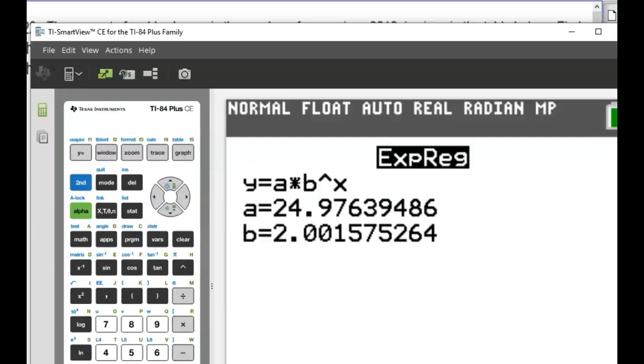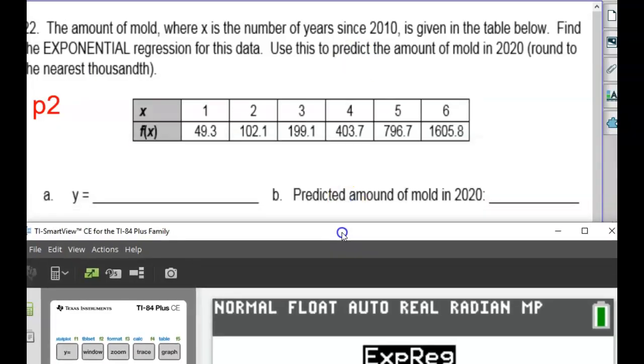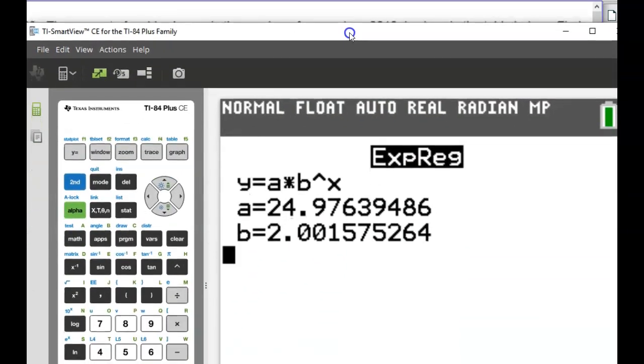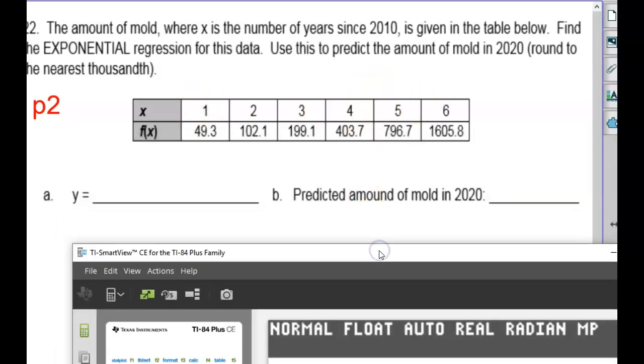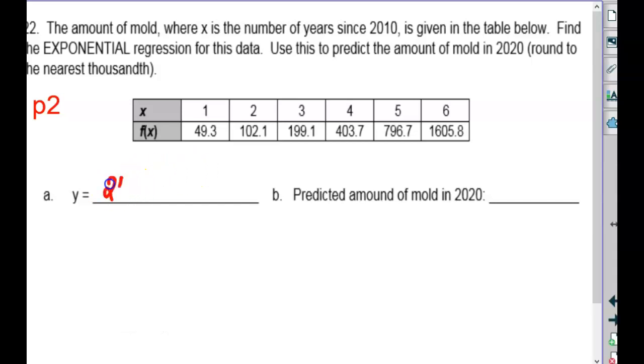So on the paper, I'm allowed to write down to the nearest thousandth. How many places is thousandths, guys? Tenths, hundredths, thousandths. So I'd write 24.976 times 2.002. Is that right? Okay, I already forgot what I said. 24.